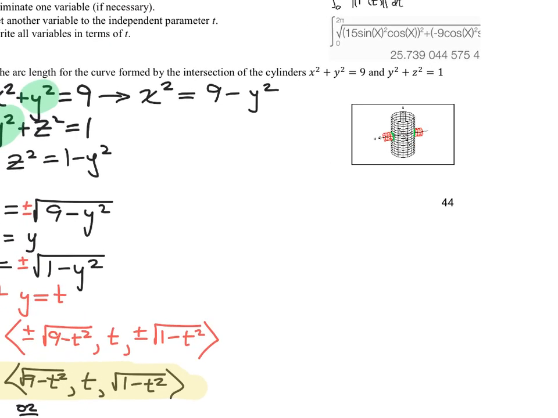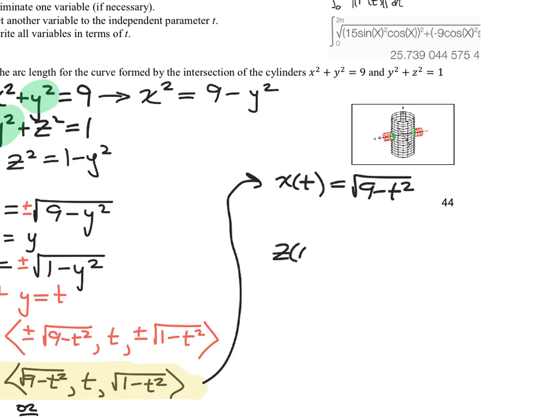So my components: x of t, if I'm just focusing on this, is equal to the square root of 9 minus t squared, sorry. y is t, so I'm not worried about that. But z of t would be the square root of 1 minus t squared.